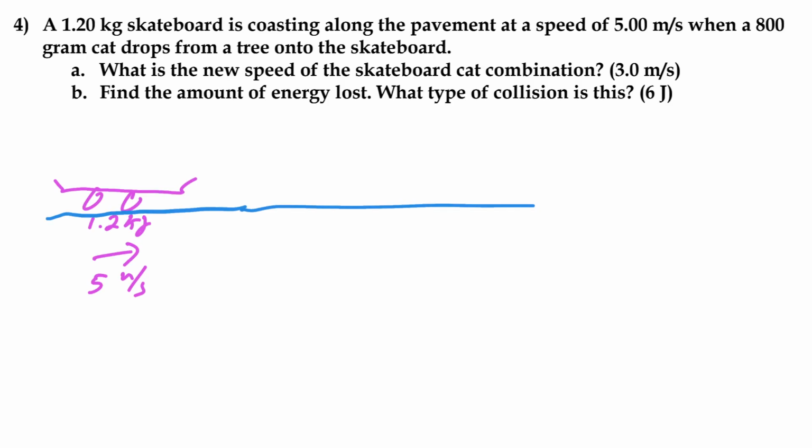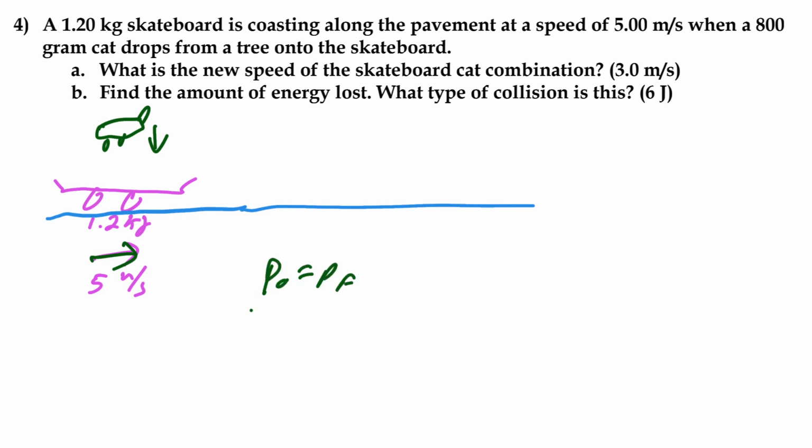All right, in this problem, we have a skateboard moving along at 5 meters per second. And we have a cat that's going to fall down onto our skateboard. And we just want to see what's going to happen in this situation. So once again, we'll use conservation of momentum.